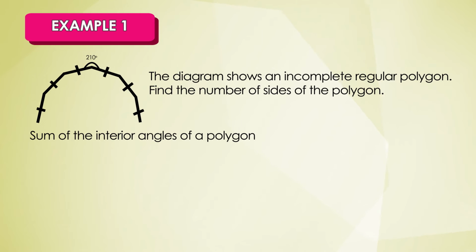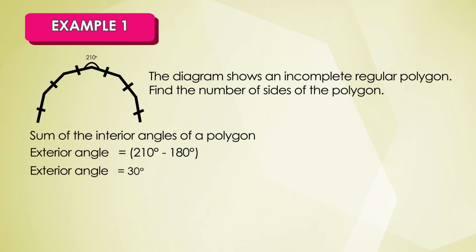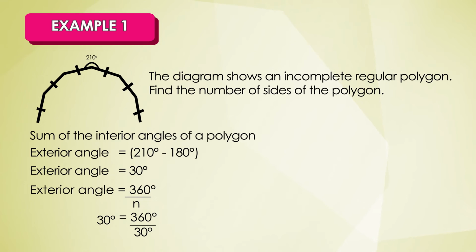What do you think the number of sides of this regular polygon is? So, the exterior angle is 210 degrees minus 180 degrees, which is 30 degrees. We can use the formula of the exterior angle, 360 degrees over n, to calculate the number of sides. 30 degrees equals 360 degrees over n. n equals 360 degrees over 30 degrees, which will give us 12. The number of sides of the incomplete regular polygon is 12.